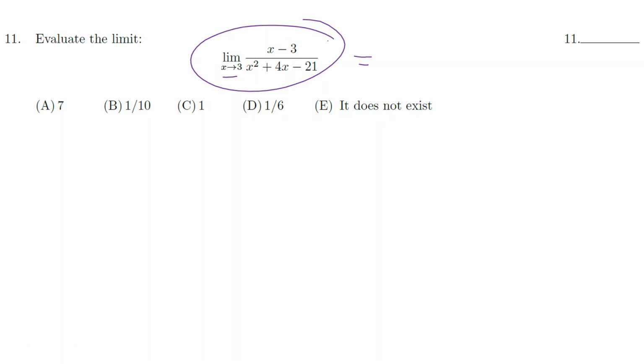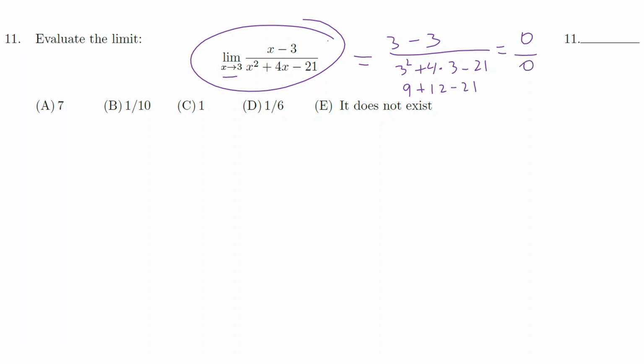So here you get 3 minus 3. That's the first thing you do. 3 squared plus 4 times 3 minus 21. So on top we got 0. On the bottom we got 9 plus 12 minus 21, which is also 0. So 0 over 0. Now here's a trick.